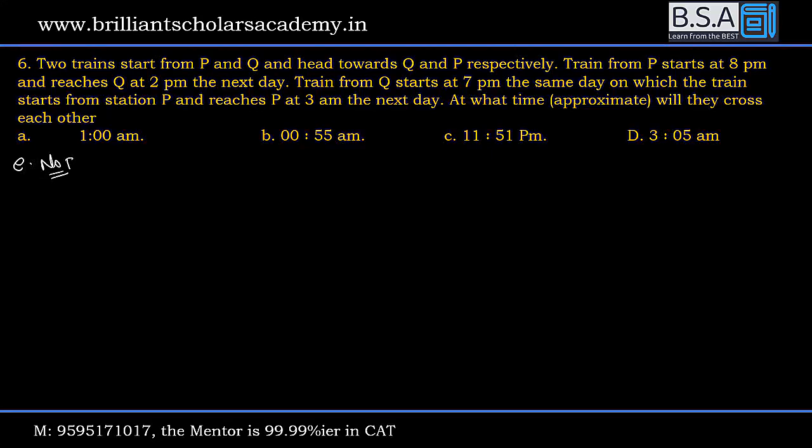Two trains start from P and Q and head towards Q and P respectively. Train P starts at 8 p.m., reaches Q at 2 p.m. next day. Train Q starts at 7 p.m. the same day on which the train starts from P and reaches P at 3 a.m. next day. At what time approximately will they cross each other?